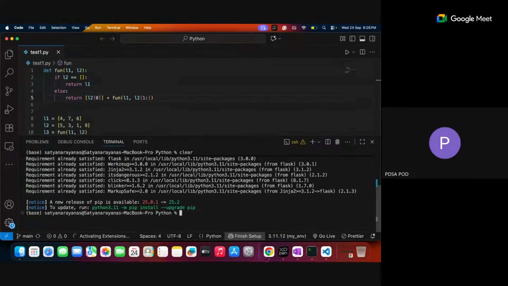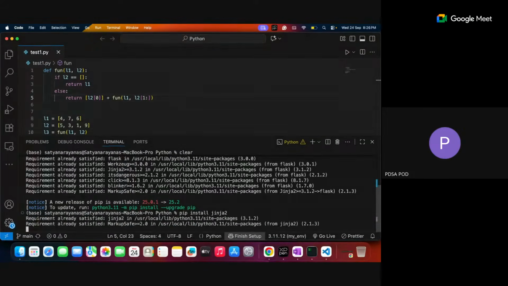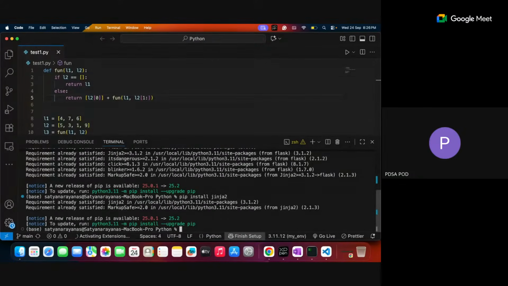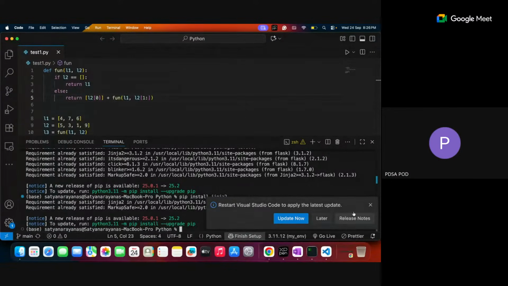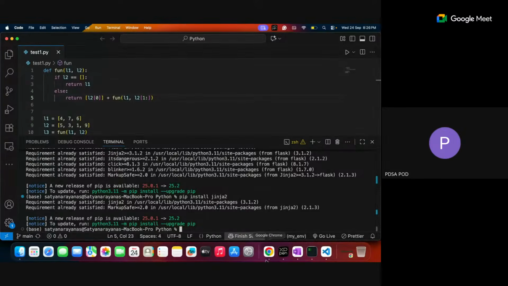This is installed, right? If I want to install Jinja template, pip install Jinja, simply it is installed. Actually it was already installed, that's what it is, installation is updated. Any package you want to install, you can do the pip installation. Nothing else required, okay? Just pip install that. That's it.